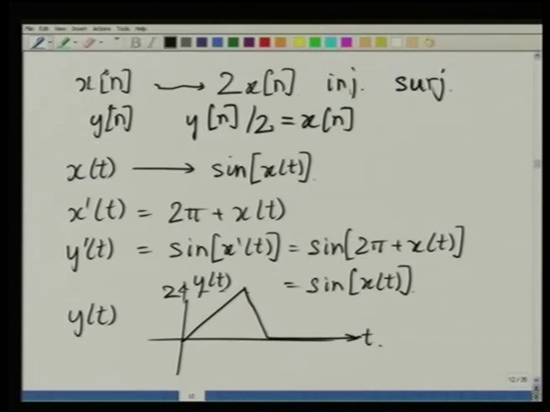If this is my choice of y(t), then clearly there cannot exist sin inverse y(t) at a point above this line, say this is 1. At all these points of time, y(t) is greater than 1, and when y(t) is greater than 1, we know that there can be no input for which sin x(t) would yield you a y(t) greater than 1, because sine is always between minus 1 and 1. So, this system is not injective, not surjective.